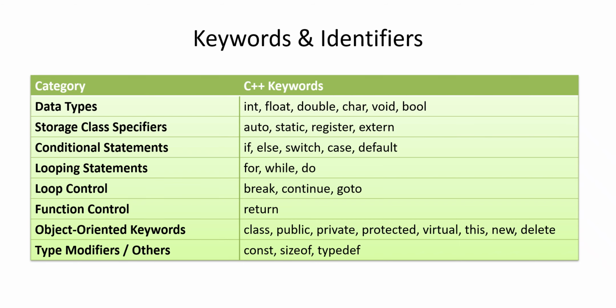So these are the various keywords and identifiers used in a C++ program. Keywords are reserved words in C++ with predefined meaning, such as int, float, double, char, bool, and void. Identifiers are user-defined names given to variables, functions, and classes. Identifiers must follow naming rules and cannot use keywords as names.